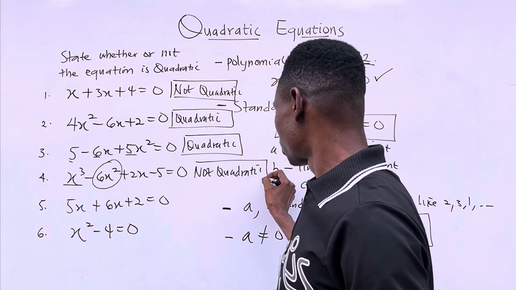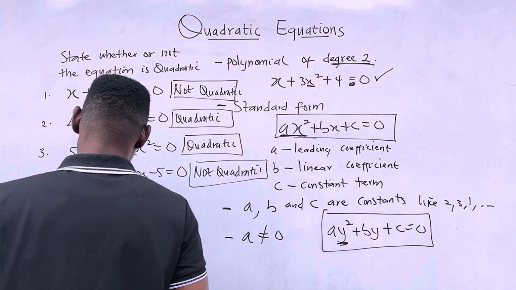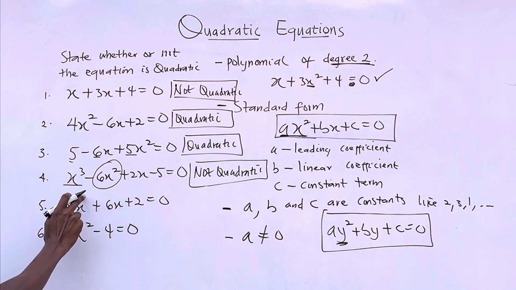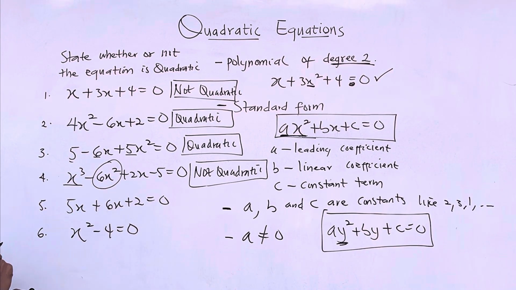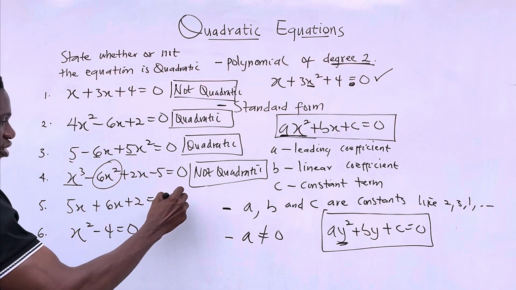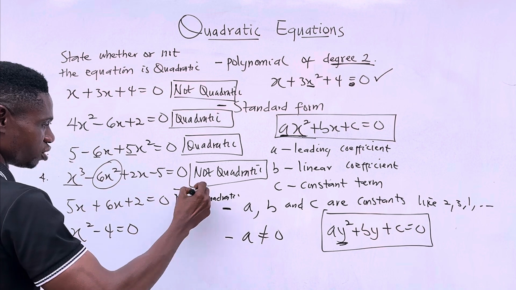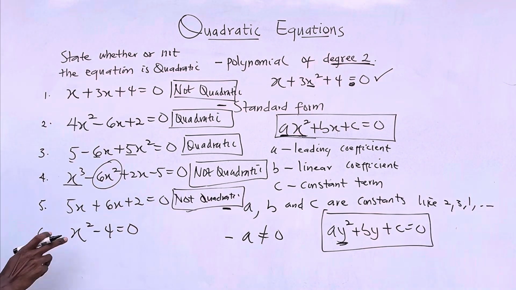So this is not quadratic. So for 5 and 6, 5 looks it, but the degree 2 is missing. So this is not. So it's not quadratic. How about 6?